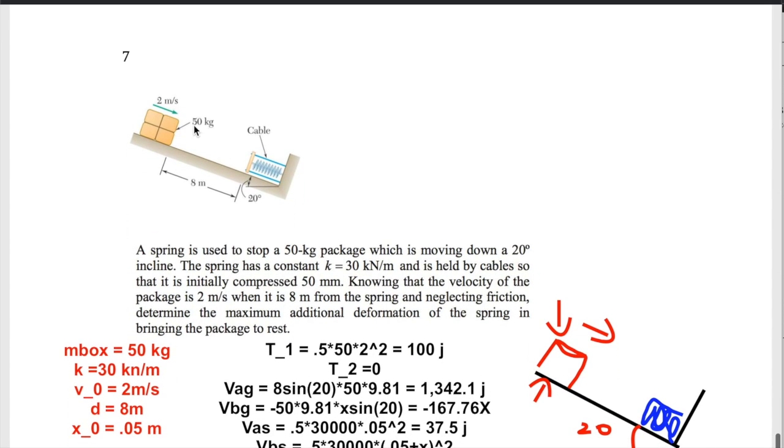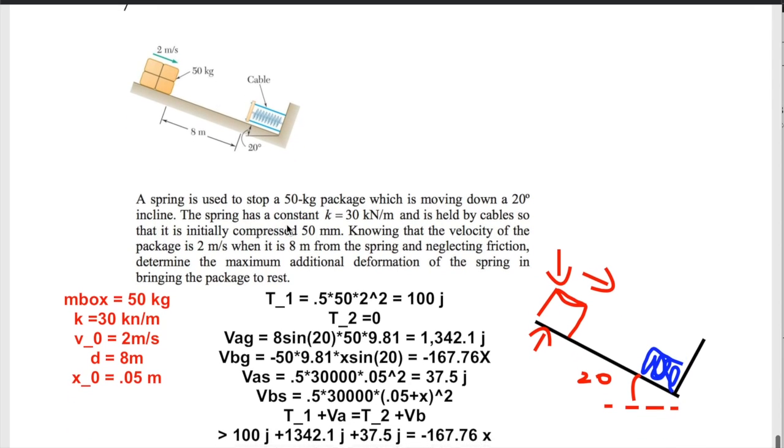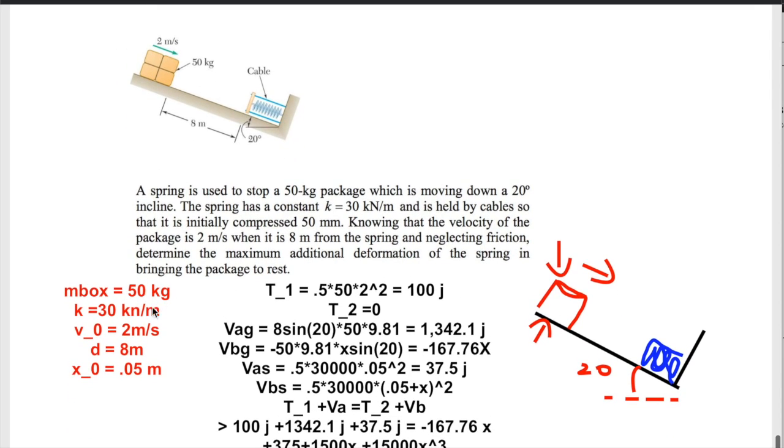Okay, problem 7. We're given this box sliding down, and we're going to stop it with the spring, and we're given some values, and we're asked to find the maximum additional deformation of the spring to bring the package to rest. So we're given the mass of the package, the K constant, the initial velocity here at the distance 8 meters, and then it's initially compressed by 0.05 meters.